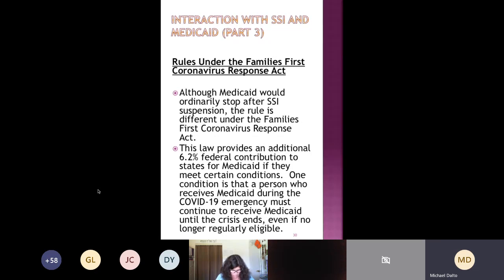has to keep Medicaid if that state wants that extra federal money, even if the person would not ordinarily qualify, including if they've got too much unemployment insurance. So this is a nice protection that will let people keep their Medicaid, even if they would lose eligibility due to unemployment insurance or other reasons. They'll still be able to keep Medicaid until the emergency is over.